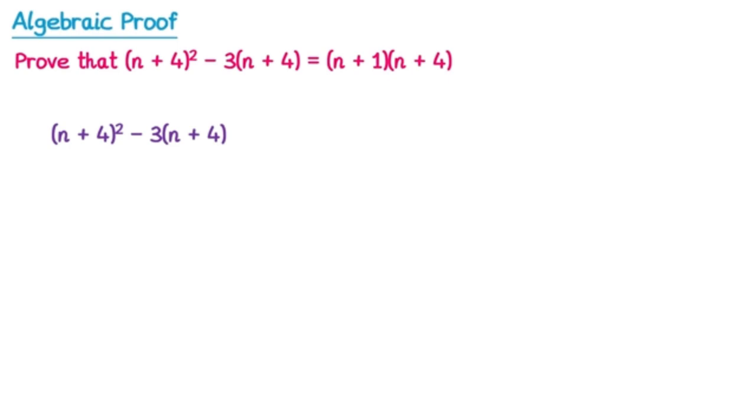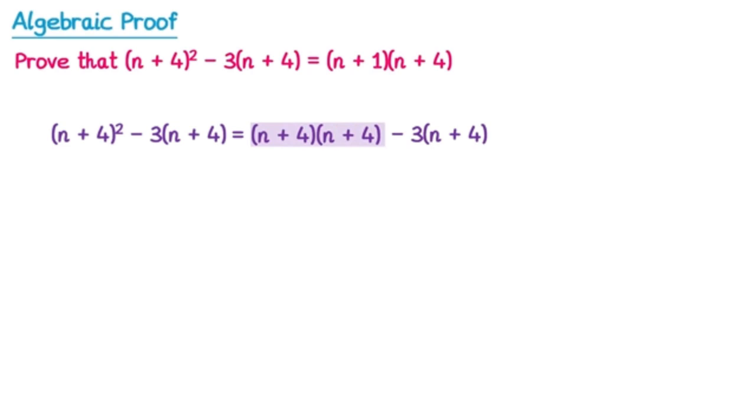So we're going to first of all look at this part here, n plus 4 all squared, which means n plus 4 multiplied by itself. So this is equal to n plus 4 multiplied by n plus 4. And then we have minus 3 lots of n plus 4. Now what we're going to do is expand this out. We'll expand these double brackets here first.